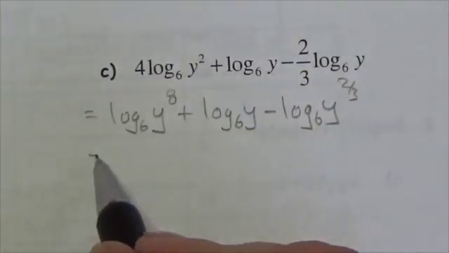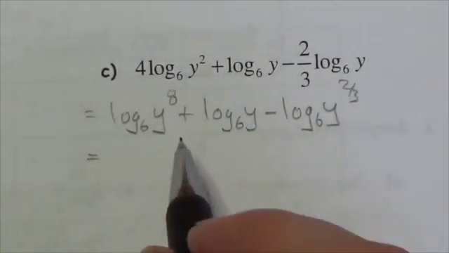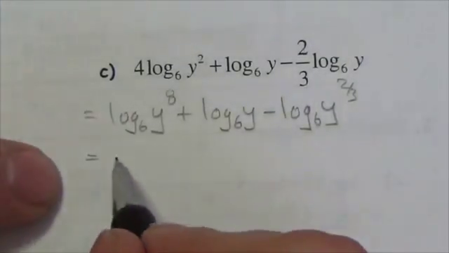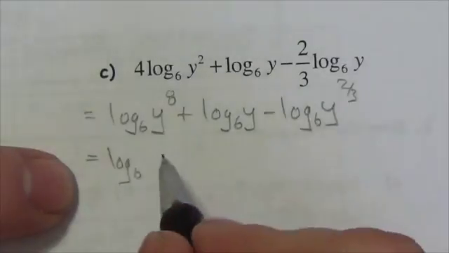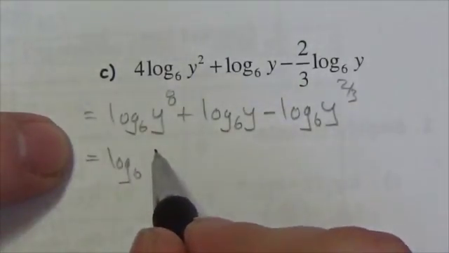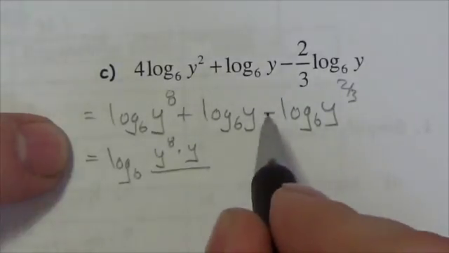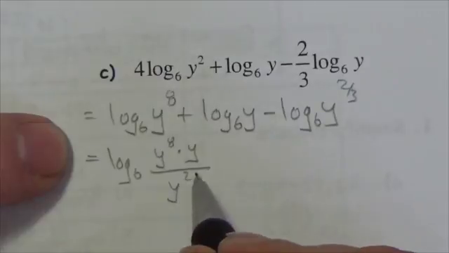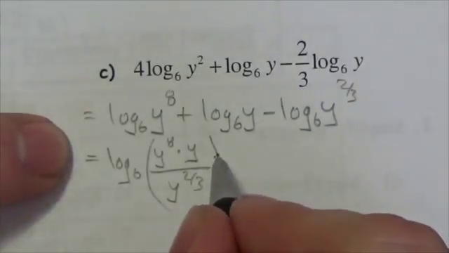Now, what I can do here is just put them together. I can put this together in 1 logarithm. So the log base 6 of, remember, terms that are positive end up in the numerator, so this becomes y to the 8th times y, and then subtraction becomes division, so y to the 2/3. And now I've got it as 1 logarithm.